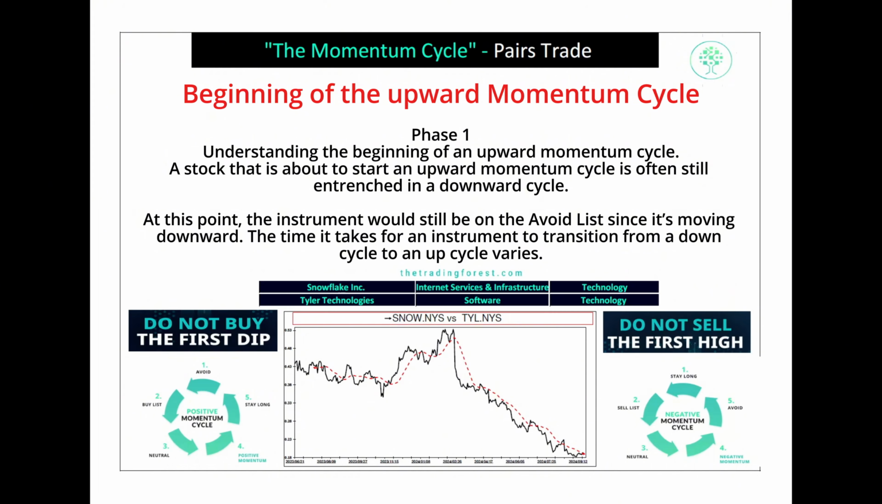Beginning of the upward momentum cycle, Phase 1. Understanding the beginning of an upward momentum cycle. A stock that is about to start an upward momentum cycle is often still entrenched in a downward cycle. At this point, the instrument would still be on the avoid list since it's moving downward. The time it takes for an instrument to transition from a down cycle to an up cycle varies.